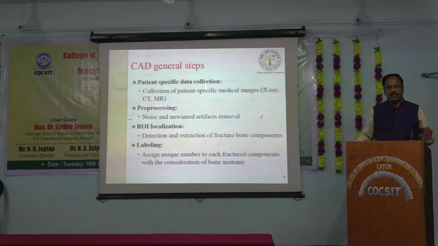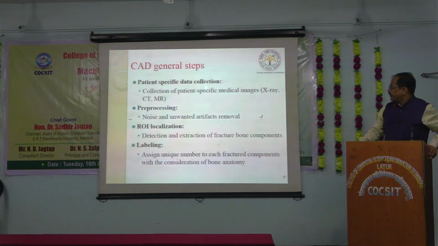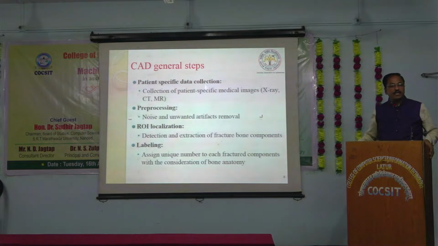Suppose, for example, let us assume a person had an accident and there is a head injury. The doctor first needs to identify whether there is a crack in the skull. If there is a crack, where it started and where it has ended. So they will advise the CT scan. In the CT scan, we need to separate that bone part, and then in that bone part, the doctor needs to identify where the crack is. For that, we call it region of interest localization: exactly identifying where the problem is.